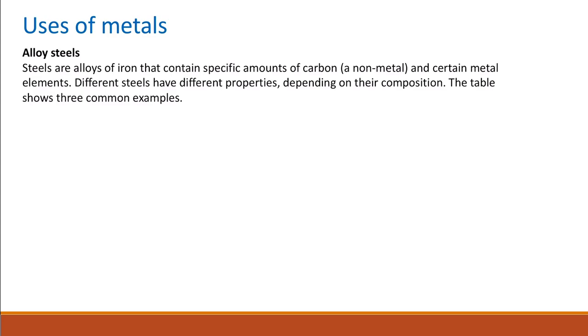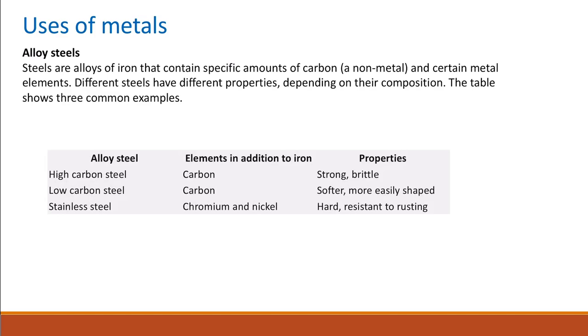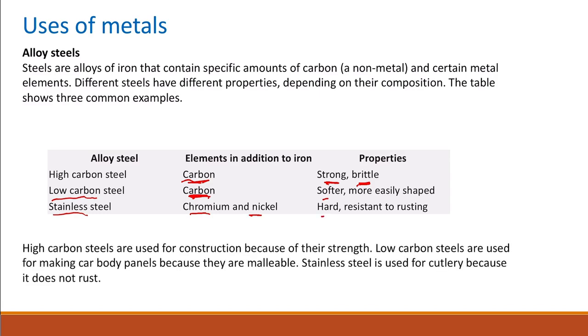Alloys of steel. Steels are alloys of iron that can contain carbon, which is a non-metal, and certain metal elements. Different steels have different properties depending on the different elements that exist with the iron. So we have the high carbon steel, which has a high proportion of carbon. These tend to be strong and brittle. And we have the low carbon steel, which still has carbon as well, but less carbon, which is softer and more easily shaped. And then we have the stainless steel, which has chromium or nickel, and is hard and resistant to rusting. So high carbon steel is used for construction because it is strong and brittle, and low carbon steel is used for making cars because it is softer and more easily shaped.